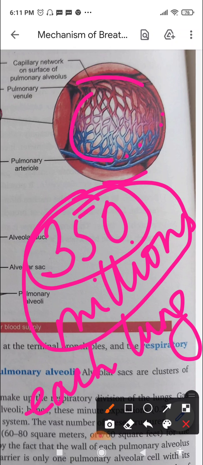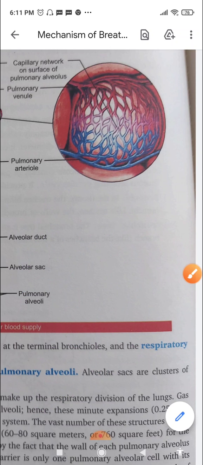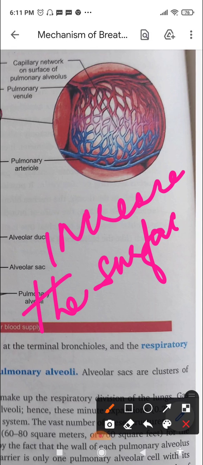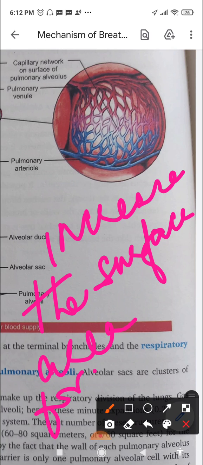So what these alveoli do is increase the surface area for diffusion of gases. That is what they do, and the diffusion rate is increased. Another advantage for diffusion is that the wall of each pulmonary alveolus is very thin.